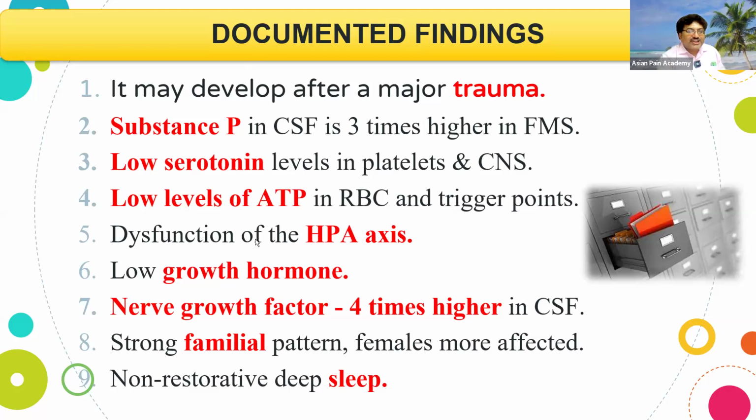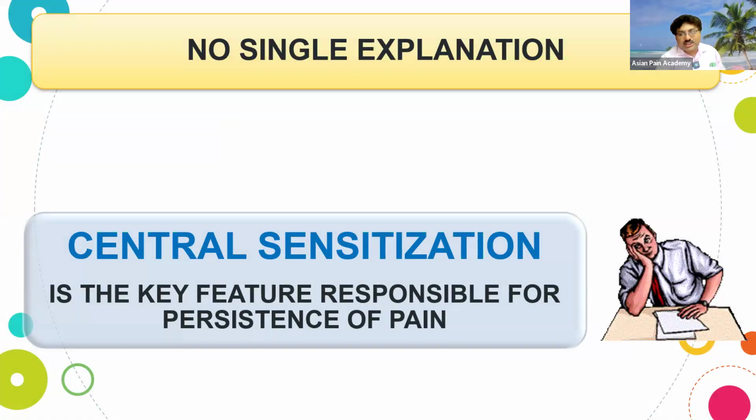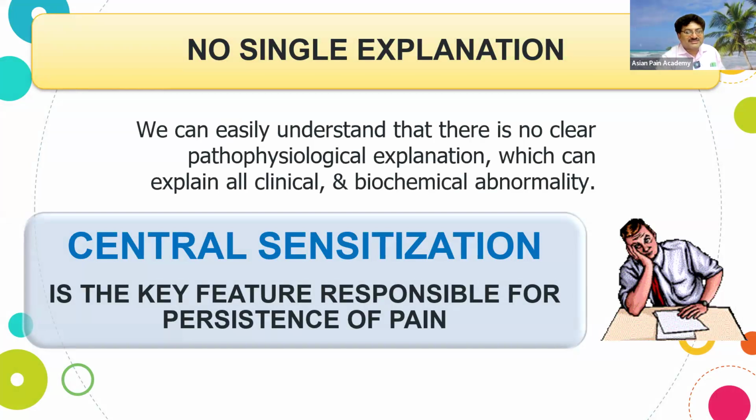So there are explanations for all of these. For example, for the non-restorative deep sleep, it has been said that growth hormone, which in childhood helps our growth, in adulthood works as a healing hormone for us. During deep sleep these hormones are secreted, and due to lack of growth hormone, damage occurs and repair of the tissues is hampered. So for all the causes there are some explanations, but they are big explanations, and it would be a too detailed class, and that much is not required for a clinician. So whatever the cause is, the key is central sensitization.